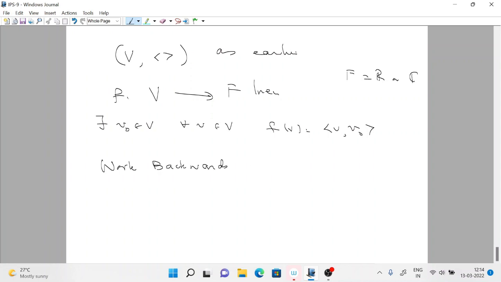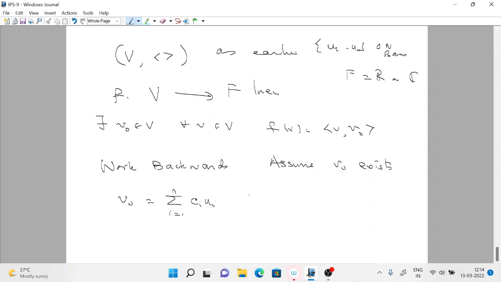Okay, so assume such a W0 exists. Now remember my U1 to UN is an orthonormal basis. This is my standard notation now. Therefore my V0 I can write as, let us say, summation Ci Ui, i equal to 1 to n. Therefore finding V0 is equivalent to finding Ci's.